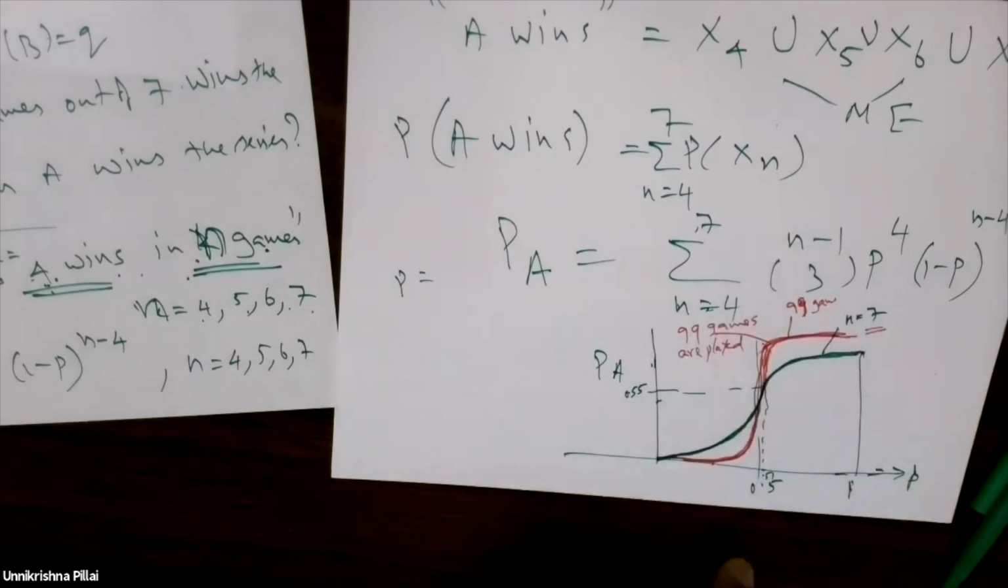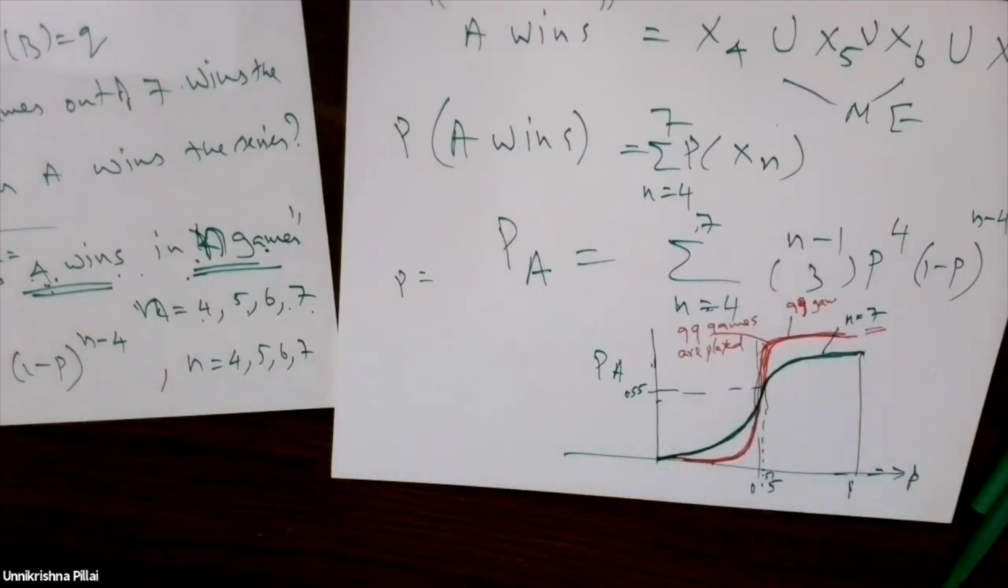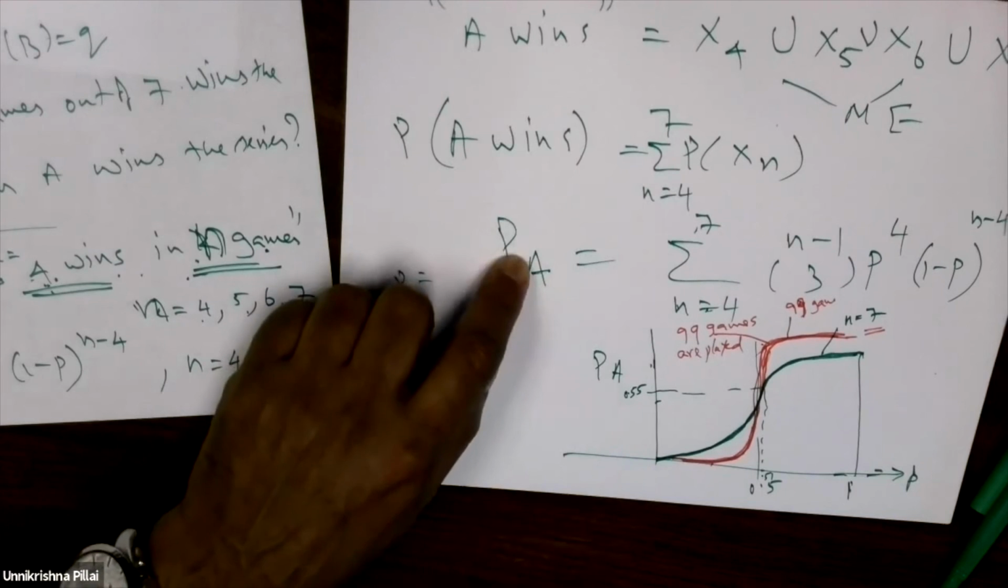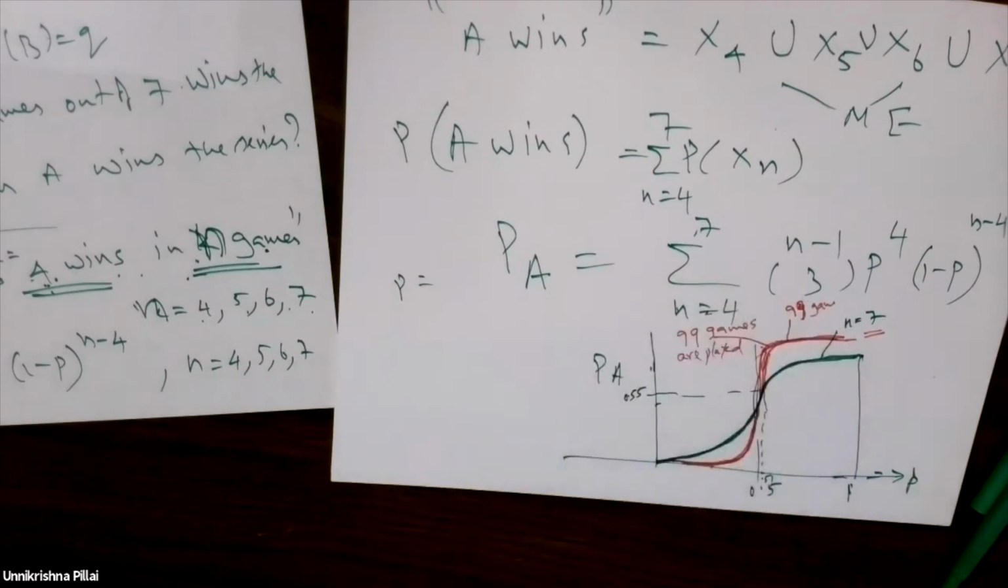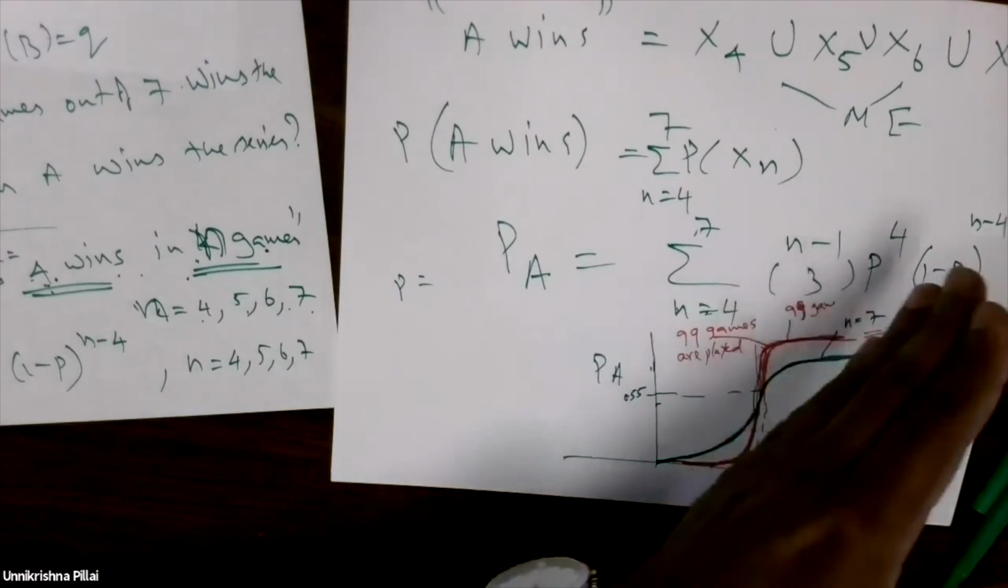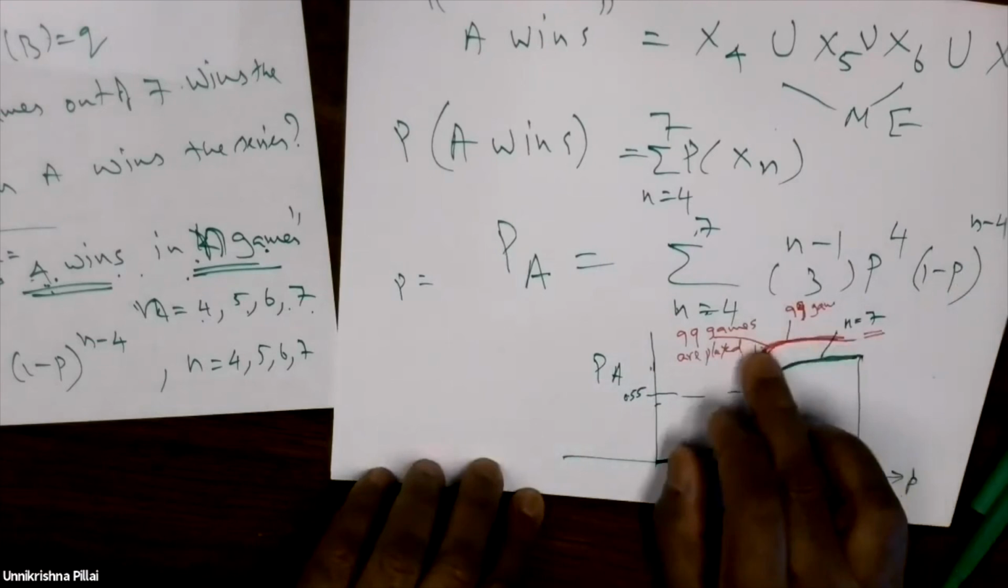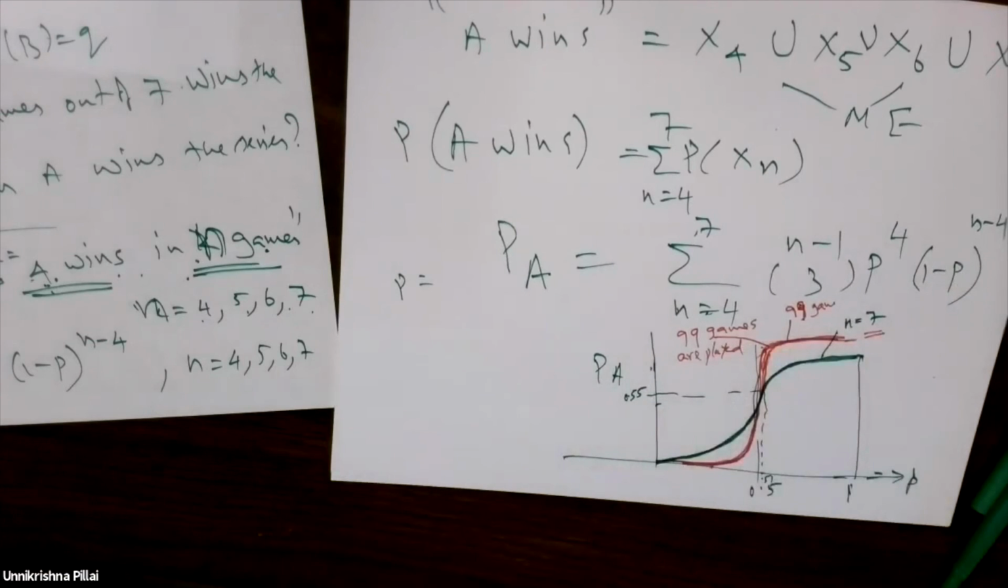So what I want you to do is, for extra credit, if you submit it to us, we will look at it. Plot PA for 7 games, which will be in green, and let's say 51 games or 99 games, and you will see that the curve is going to hug like a step function.